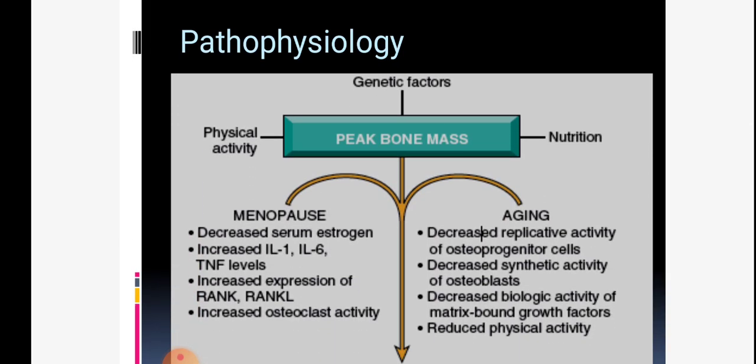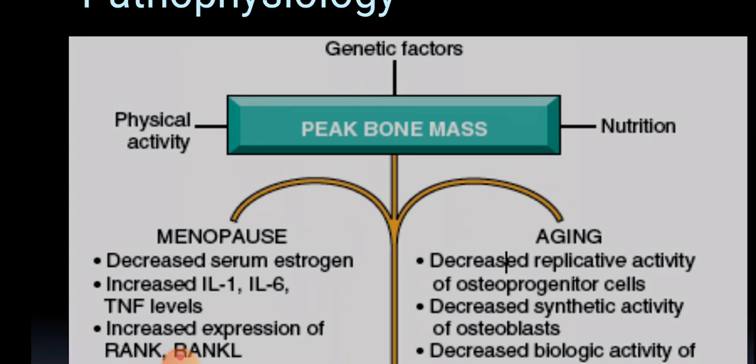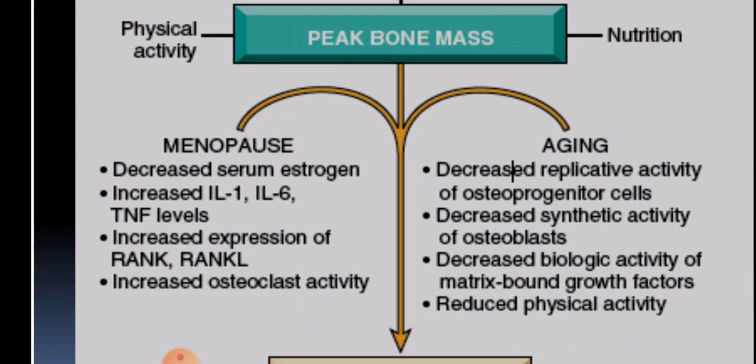Pathophysiology, the flow chart, again an important one. The genetic factors, nutrition, physical activity. So good nutrition with good physical activity is very much essential for increased density of bone, so less chance of fracture. See, aging, menopause. What does aging do? Decreased serum estrogen levels. Increased interleukin 1, interleukin 6, TNF. Increased expression of RANK. Increased osteoclast activity.